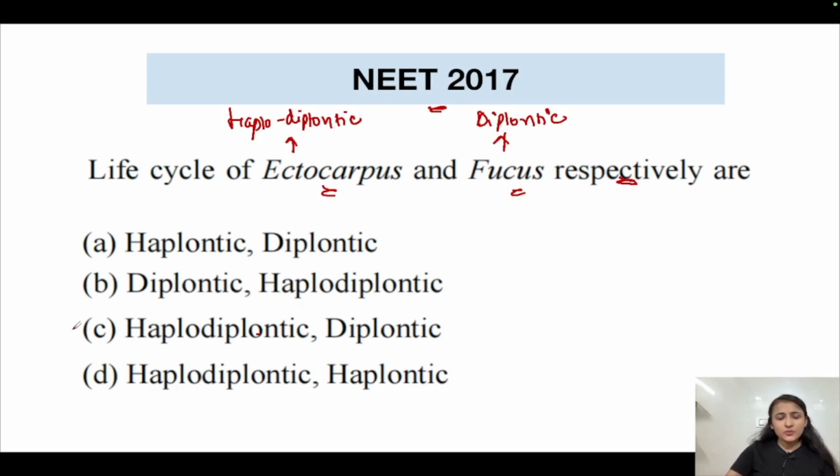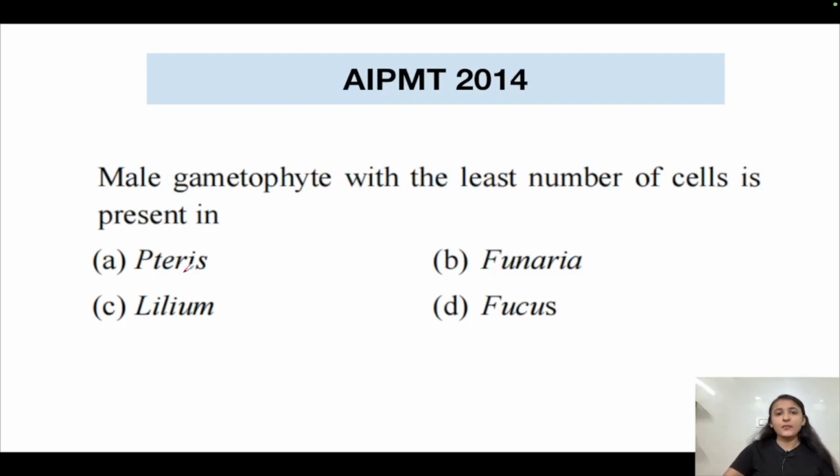So this is seen as option number C only, right? Haplodiplontic and diplontic. So the correct answer is that the life cycle of Ectocarpus and Fucus respectively are haplodiplontic and diplontic. This is present in option number C. Options 1, 2 and D are incorrect. So the correct answer is option number C.